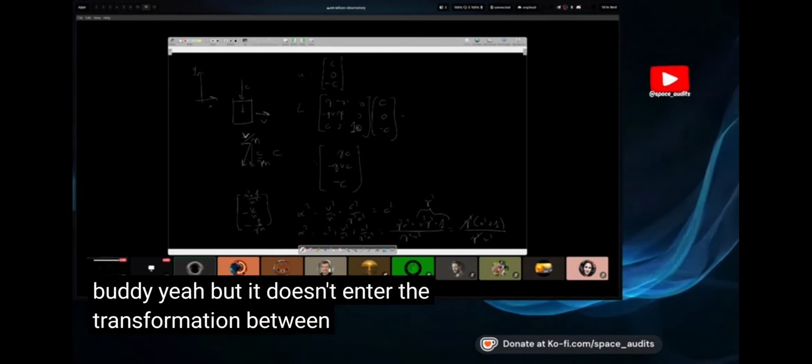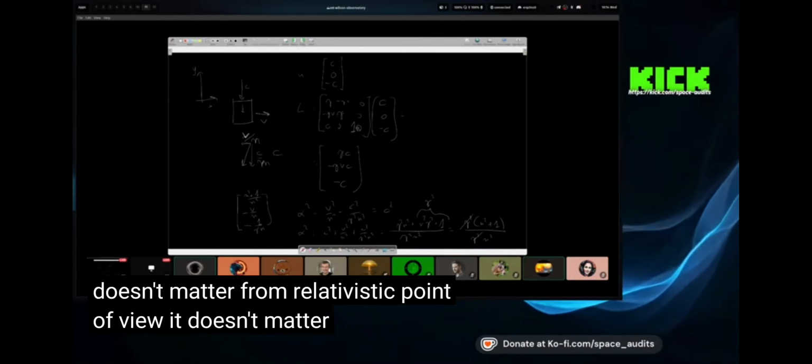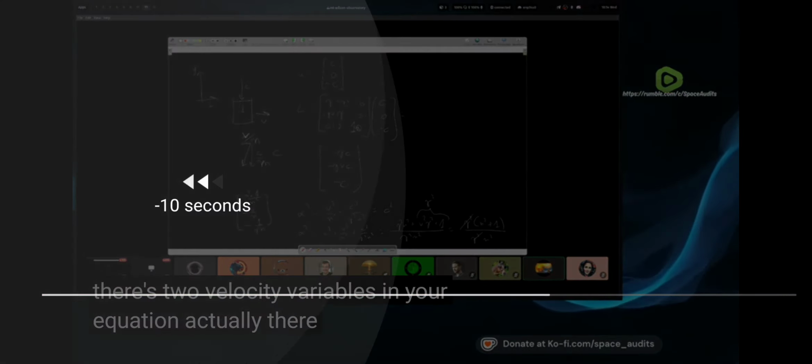Yeah, but it doesn't enter the transformation between frames, so it doesn't matter. From a relativistic point of view, it doesn't matter. What do you mean? That's what I'm trying to tell you. It's not a frame there, buddy.